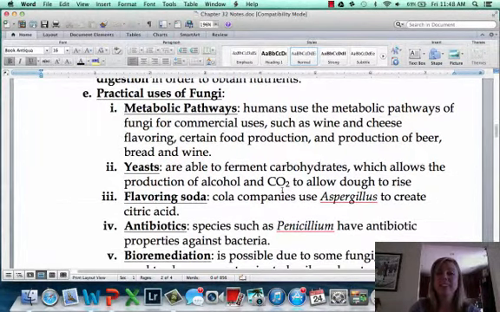Now, what's kind of crazy is we can use those metabolic pathways for our advantage. So we can use it to make wine and cheese and beer and all of those lovely things that make life so awesome. So yeasts are going to be the ones that are going to help us to do that. And so yeasts are going to go through the process of fermentation. You're going to feed them sugars, and they're going to create alcohol and CO2 as a byproduct. And so that could be used for flavoring, that could be used to make dough rise, all of those different things.